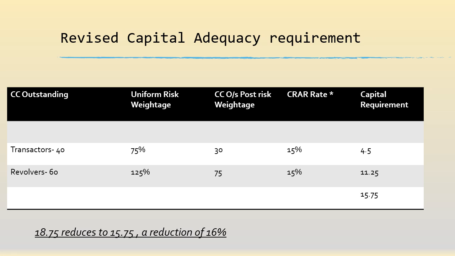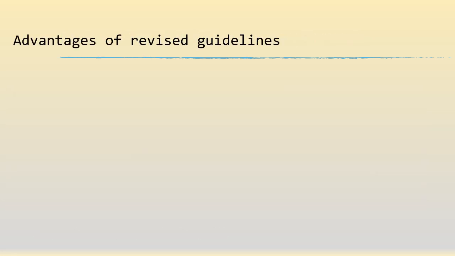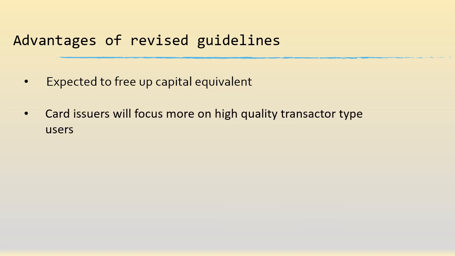So it's very clear that the earlier 18.75 capital requirement reduces to 15.75, a reduction of 16%. Now, obviously, this percentage will increase as and when the banks have more transactor volumes. This has come as a shot in the arm for credit card companies like RBL or SBI Cards and so on. Obviously, the first thing is that it's expected to free up capital because of the reduced requirements. And secondly, the card issuers will now focus more on high quality transactor type users because they're incentivized to have such users to reduce their capital adequacy.